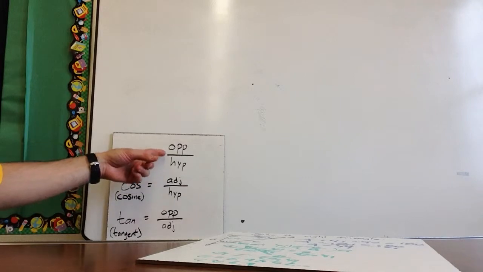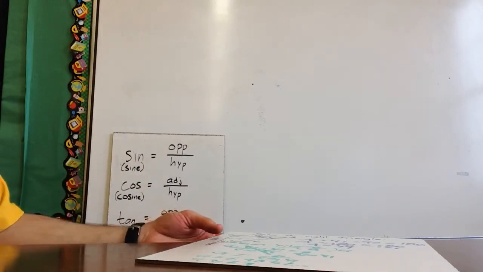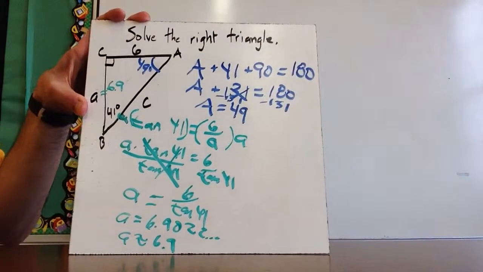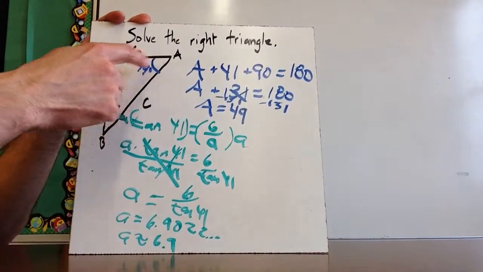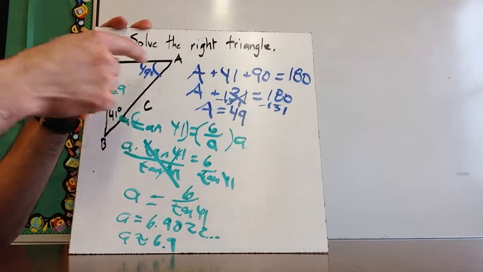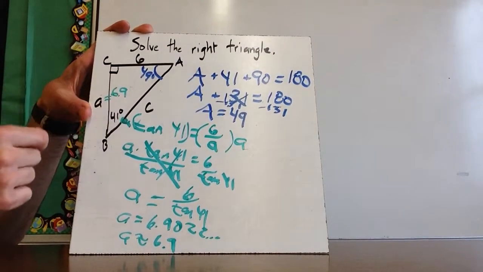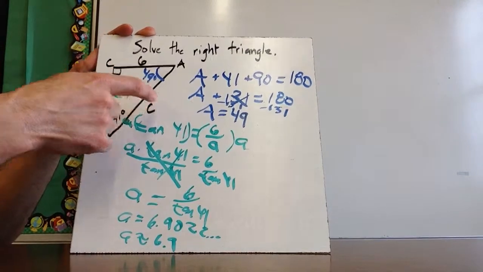I can either use sine of an angle or cosine of an angle. Since we used angle B for the last one, let's use angle A over here. I'm going to use adjacent, because I know that 6 is an exact number. I want to try not to use this side if possible. So I'm going to use adjacent over hypotenuse.